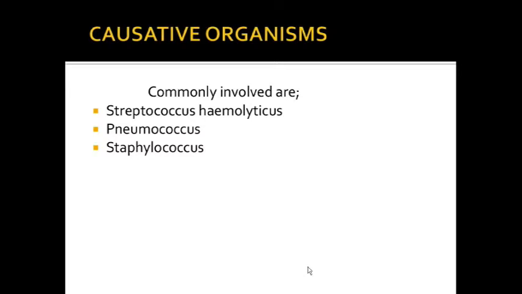Then we have the organisms. The main organisms involved are Streptococcus, Pneumococcus, and Staphylococcus. It is most commonly caused by Staphylococcus aureus and Streptococcus pneumoniae. The most common complication you get is corneal ulceration. It is frequently associated with Streptococcus.